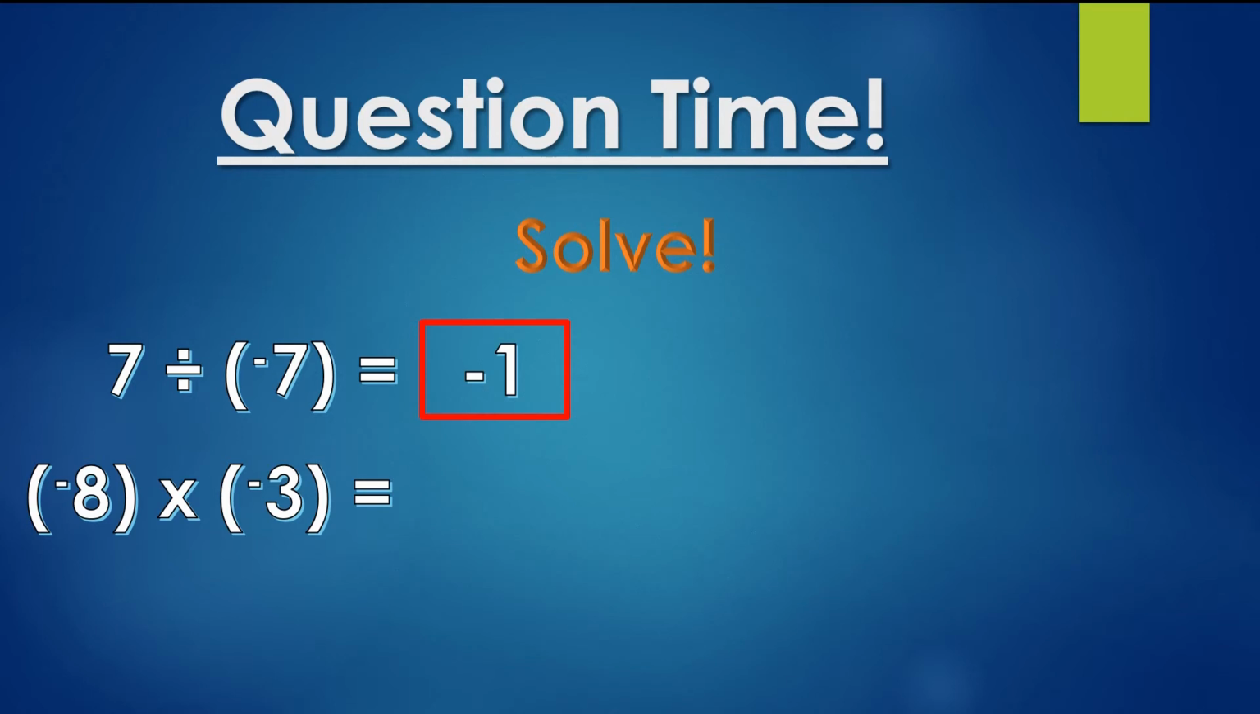Negative 8 times negative 3. Now we're going to multiply as usual. So 8 times 3 equals 24. And since both numbers are negative, it's going to be positive 24.